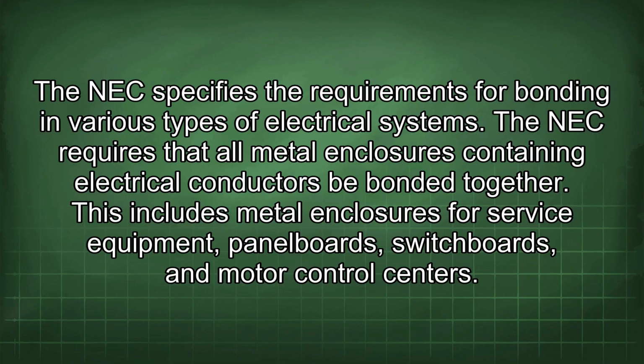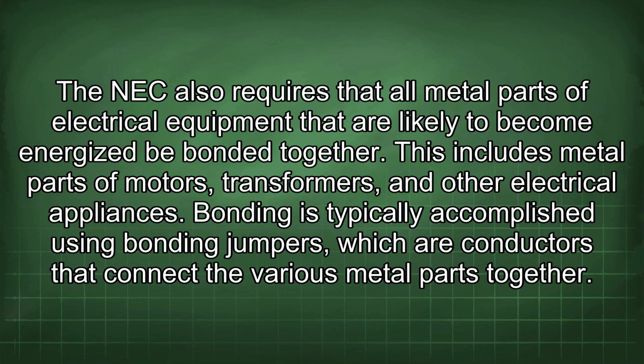The NEC requires that all metal enclosures containing electrical conductors be bonded together. This includes metal enclosures for service equipment, panel boards, switchboards, and motor control centers. The NEC also requires that all metal parts of electrical equipment that are likely to become energized be bonded together. This includes metal parts of motors, transformers, and other electrical appliances.